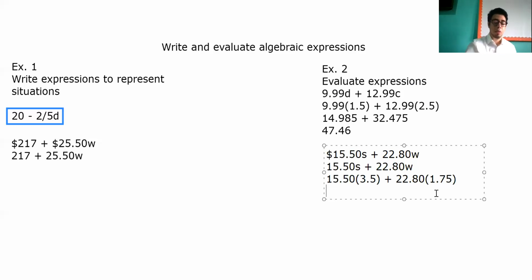We multiply and we obtain the answer. 15.50 multiplied by 3.5 is 54.25, plus 22.80 multiplied by the number of hours, 22.80 multiplied by 1.75.